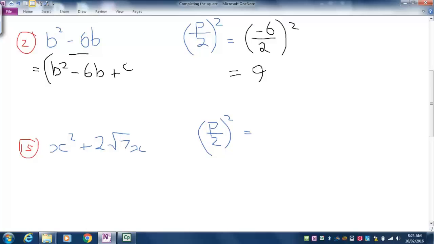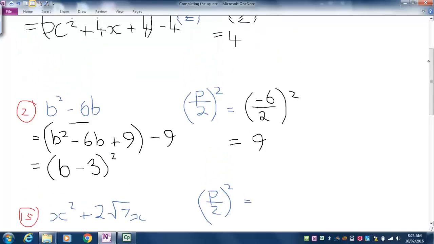Notice that last term will always be positive because when we square a negative number it comes out to be positive. Now don't forget I also need to subtract that 9 on the end so that the top line is still equal to that second line. And I've just realised I forgot to do something in part 1. To fully factorise it, I can now write b squared minus 6b plus 9 as b minus 3 all squared. So let's just go back up and fix that one up in question 1.